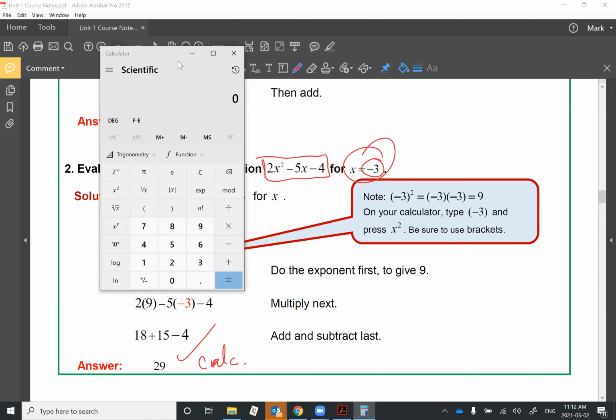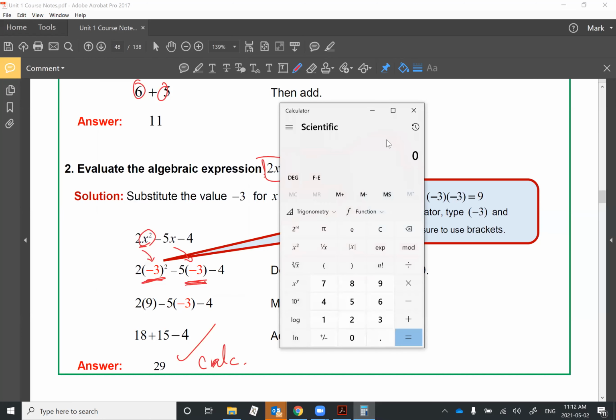Okay, so you guys could probably see my screen right now. This is the Windows calculator, not the best calculator. But watch what I can do on this. So I can say, okay, 2 bracket, -3. Oh, this is not going to work like I want it to. Why is this not going to work like I want it to?